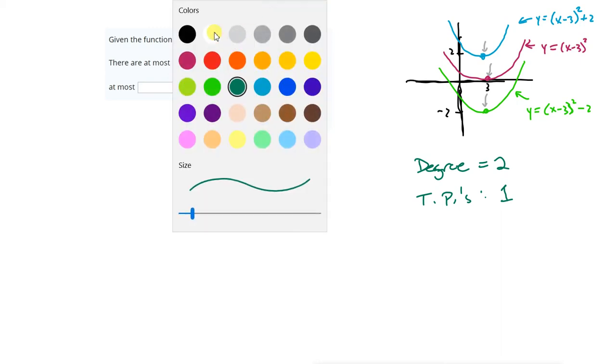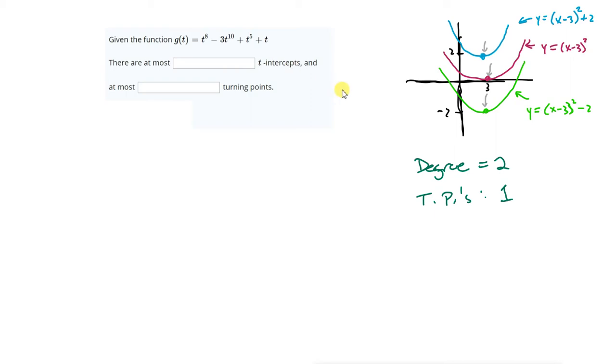How about x-intercepts? They're talking about t-intercepts in the problem because their input variable is t, but it's the same idea. Let's think about it. We'll just call this an x-axis for now. Typically we use x for the input, but we could use other letters if we want. How many x-intercepts do we have?